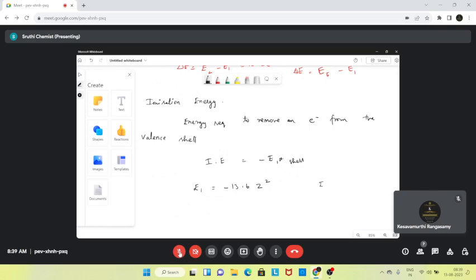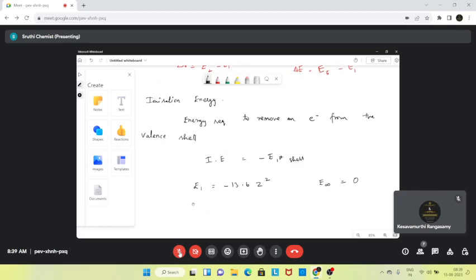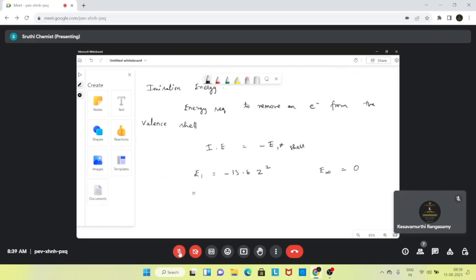So I already told you there are infinite orbits. The energy of the infinite orbit is how much? Equal to 0. Clear, students? What is the energy of the infinite orbit? 0. Infinite orbits, there are many. Even if you take hydrogen, hydrogen has infinite orbits, but the electron is present only in the first orbit.